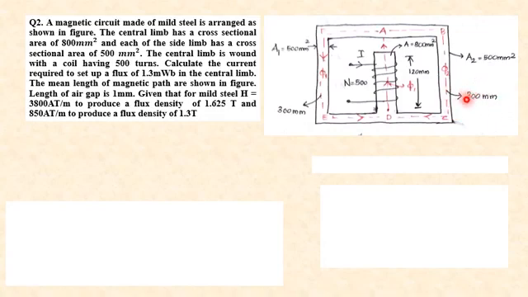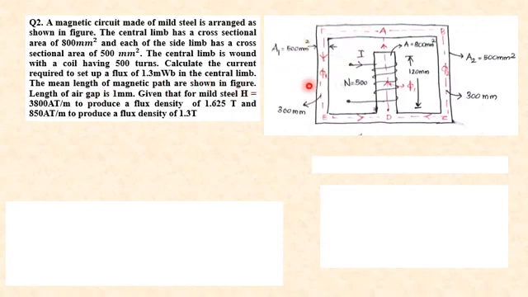So the values of L1, L2 and L are directly given, so there is not much trouble in substitution. Then the second thing is that there is an air gap in the central limb, so we need to modify our basic equation. Then the third thing is that the value of permeability is not given.